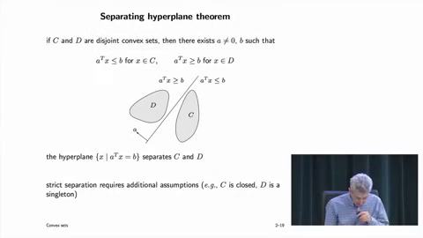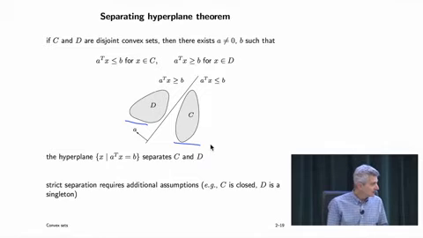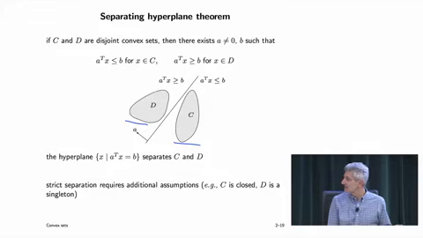Separating hyperplane theorem: it's quite straightforward. Geometrically, it's extremely intuitive. It says the following. If you have two convex sets, say D and C, and they're disjoint, then you can actually put a hyperplane in between them. So that's the statement.